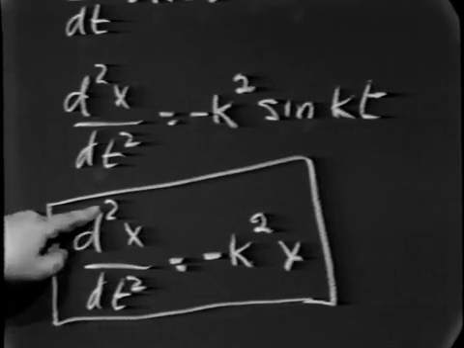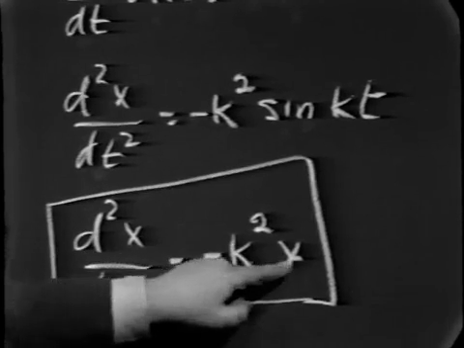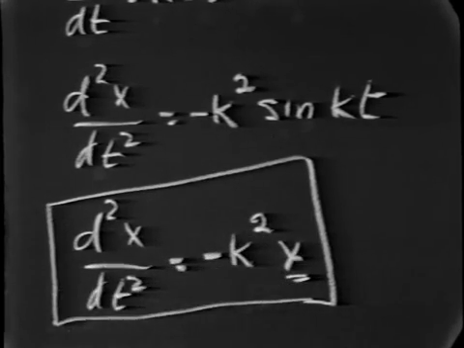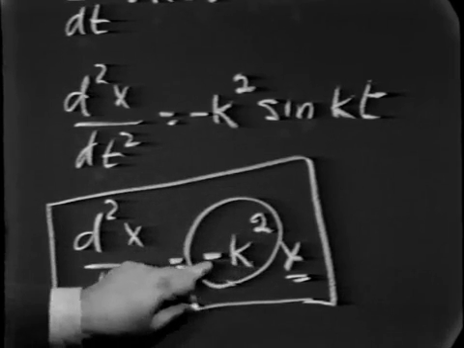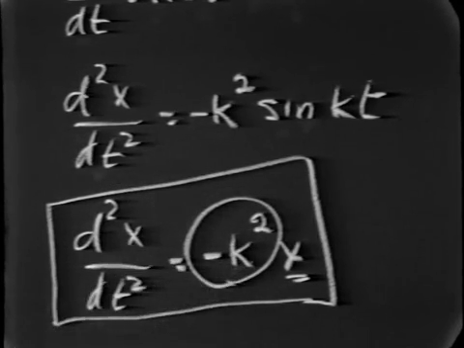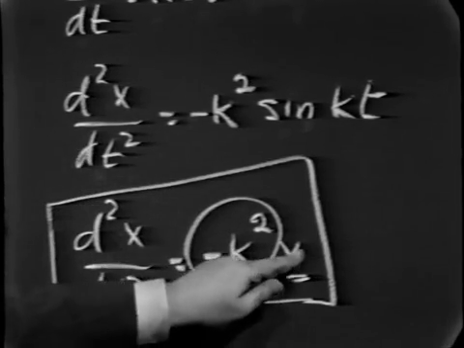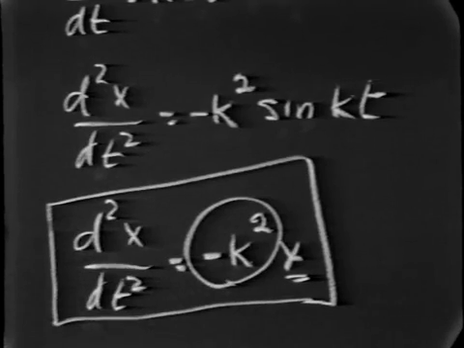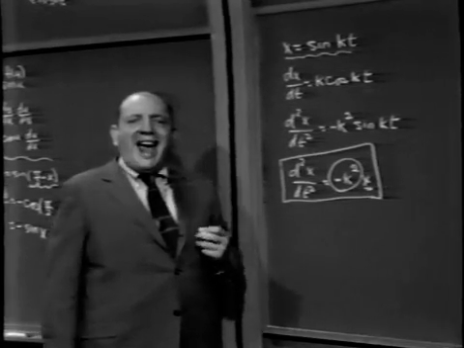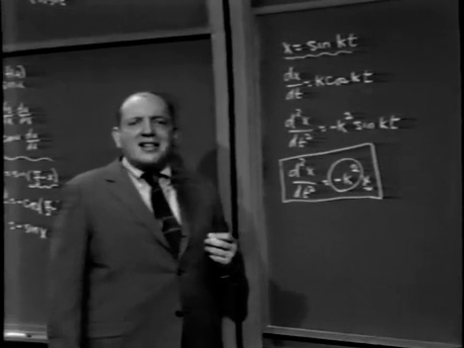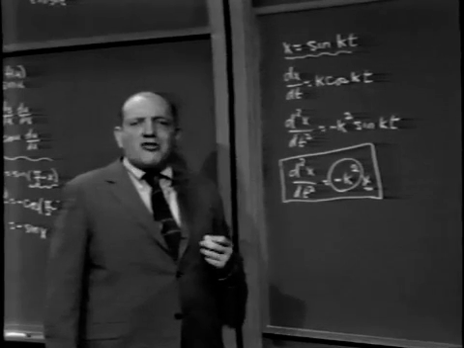And what does this say? It says that d²x/dt squared, the acceleration, is proportional to the displacement, the distance traveled, but in the opposite direction. You see, k squared can't be negative, so minus k squared can't be positive. This says the acceleration is proportional to the displacement, but in the opposite direction. Does that problem require any knowledge of angles to solve? Notice that this is a perfectly good physical problem. It's known as simple harmonic motion.